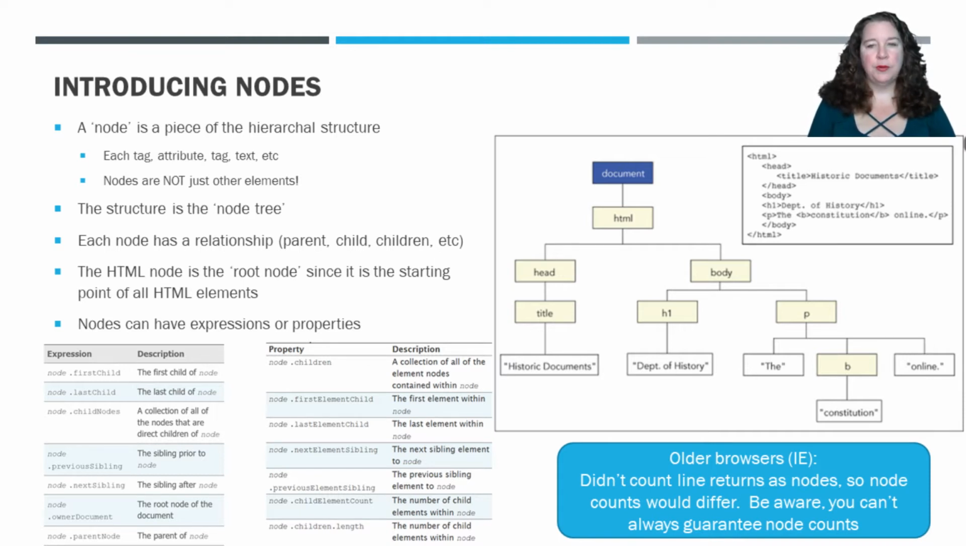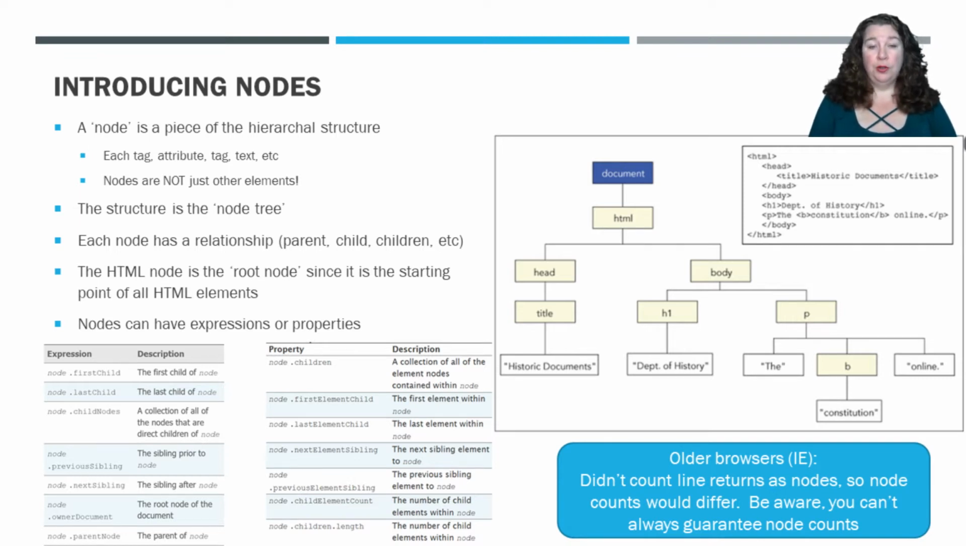So if you look at the example that's given here, we have the HTML as our base root node. Inside that is our head with our title in it. And then after our head, the sibling is a body. The body has an H1 that has a text of Department of History. It has a paragraph. Inside the paragraph has a node for the word the, a node for the bold, and then inside of the bold is a string, and then the remainder string of online. So this is the different node structures that you can use.